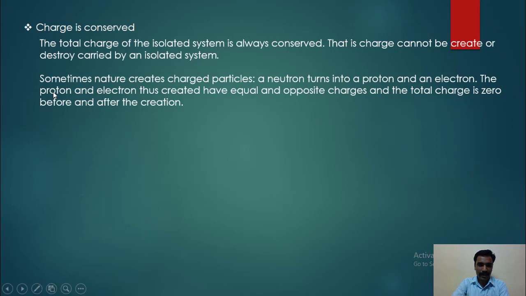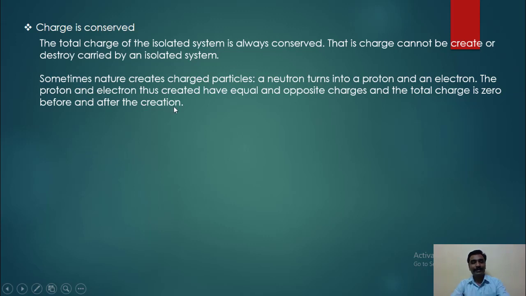A proton carries a positive charge exactly equal to the electron's, so they have equal and opposite charges. Because now the total charge is how much? Zero. Before, the neutron is neutral and does not carry any charge. After, plus 1, minus 1. So the total charge on the system is zero.